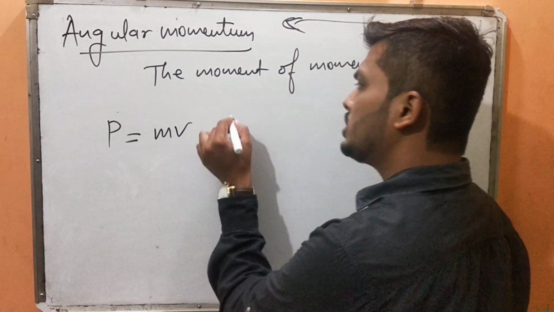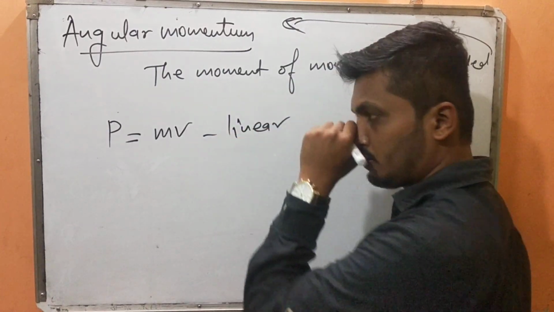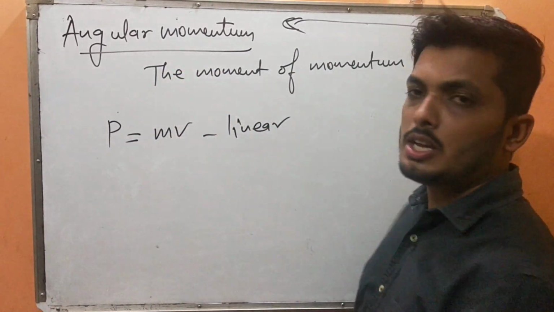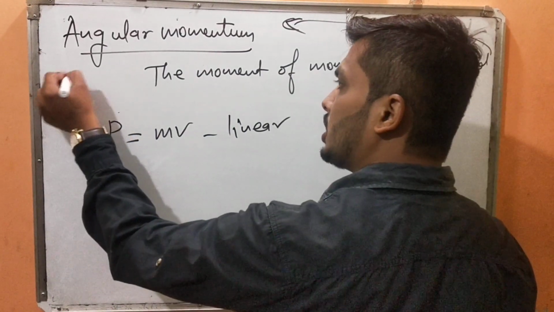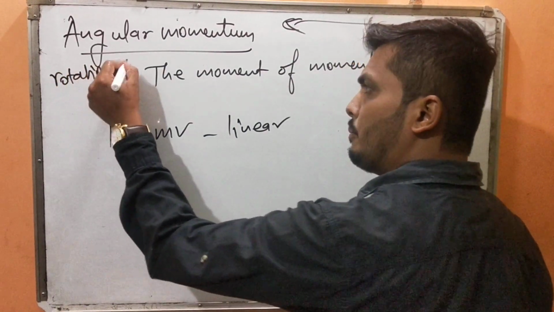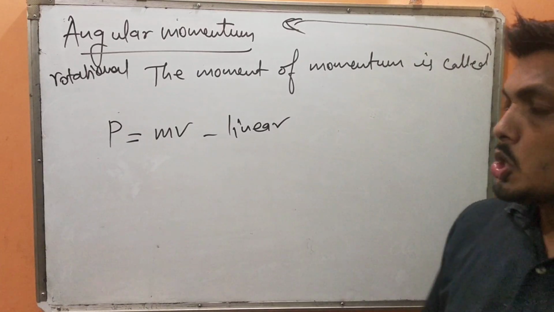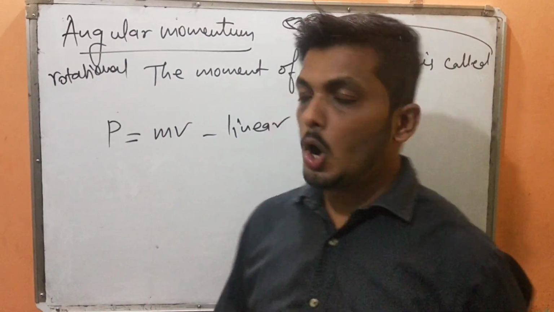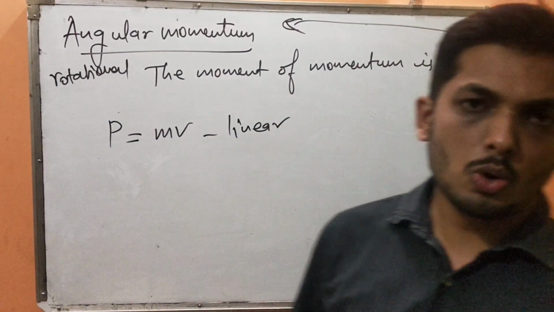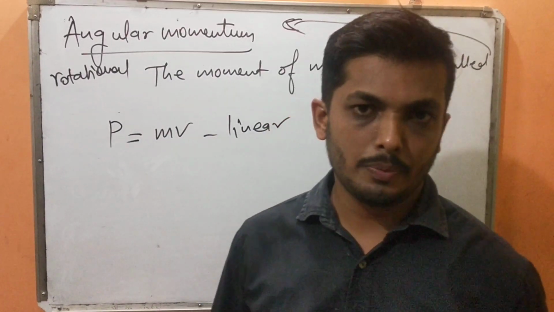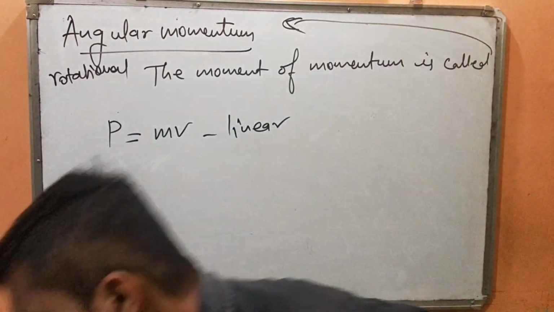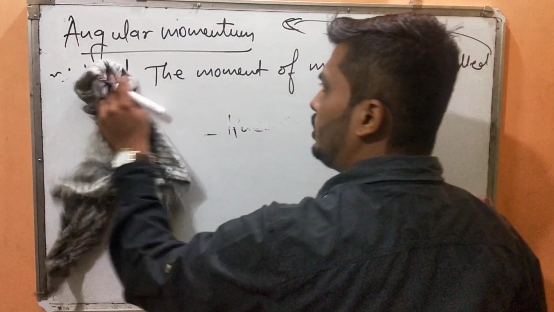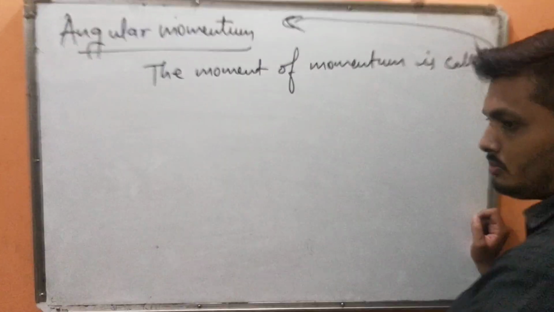Okay, now this momentum we use for a linear object, and what will angular momentum tell you? A rotational motion. So the quantity of rotational motion is called angular momentum, or the moment of momentum is called what? Angular momentum. Now let us try to understand it a little bit.